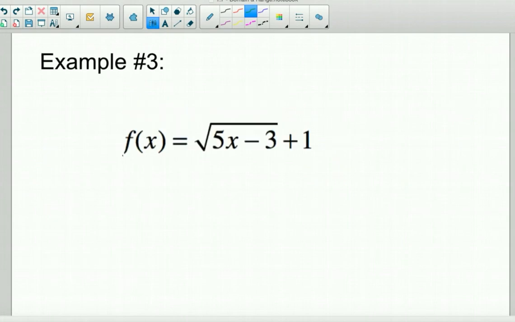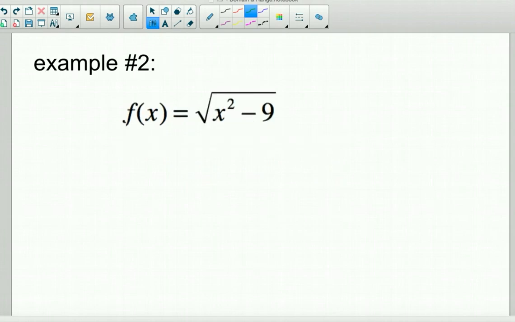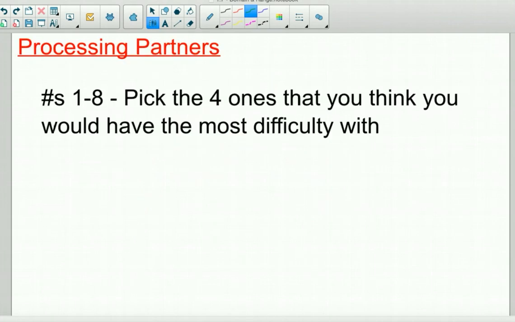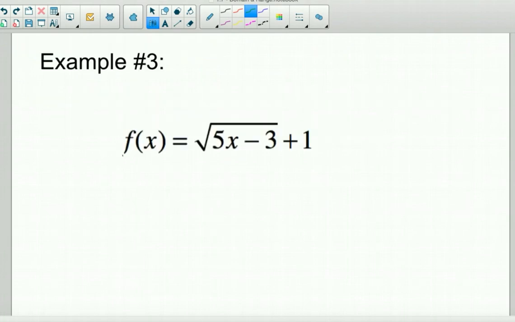And then the last one would be this one. The range for this one, I didn't do it. Same thing as it always is. It's still 0 to infinity. Because it's a square root, what kind of numbers result from a square root? 0 to infinity. This would be the last one that we'll do, and then you'll work with your processing partners to do some of those classwork problems.